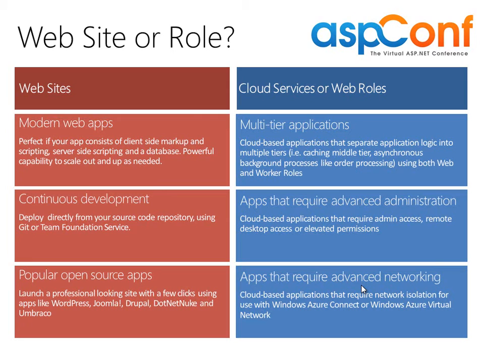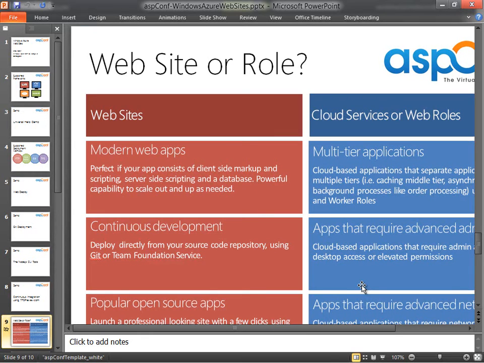Apps that require advanced administration, if you're going to need to do deeper level stuff or have elevated permissions, and then apps that require networking, such as virtual networking or again VMs. That's when you're going to want to use a cloud service or a web role over a website. So it's kind of the idea there.